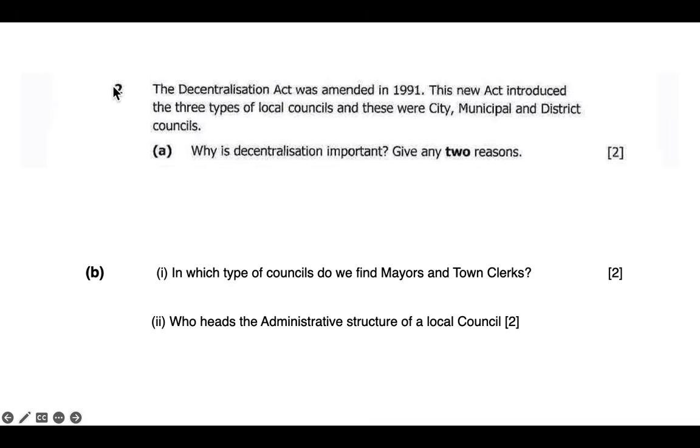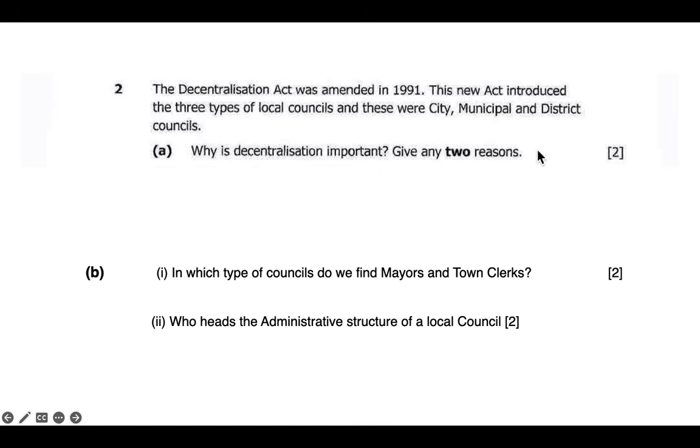Okay, so this is about local councils, decentralization, and native chiefs. Question 2. The Decentralization Act was amended in 1991. This new act introduced the 3 types of local councils, and these were city, municipal, and district councils. So the first question is question A, why is decentralization important?